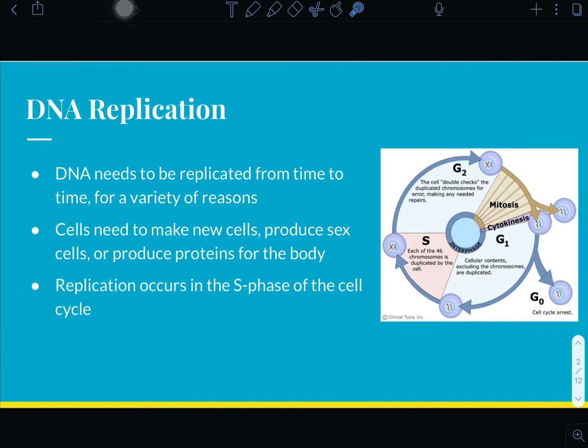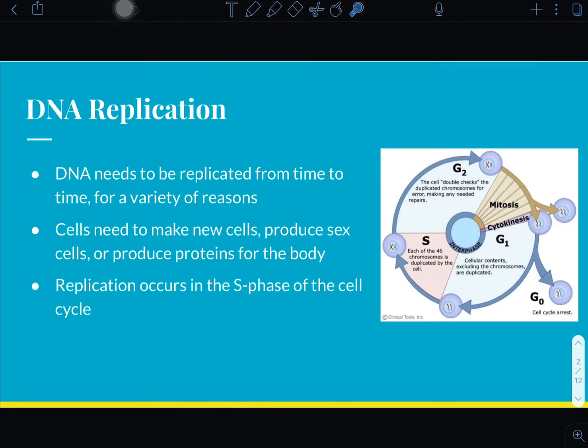In order for DNA to replicate, it needs to have time for this to happen, for a bunch of different reasons. The cells need to make new cells, which is why we go through mitosis. Why do cells need a copy of DNA? Because they produce sex cells. That's meiosis. The other reason they replicate or copy the genetic information, and this is not DNA replication, this is a little bit different, is to produce proteins. We're going to talk about that production of proteins as we go along.